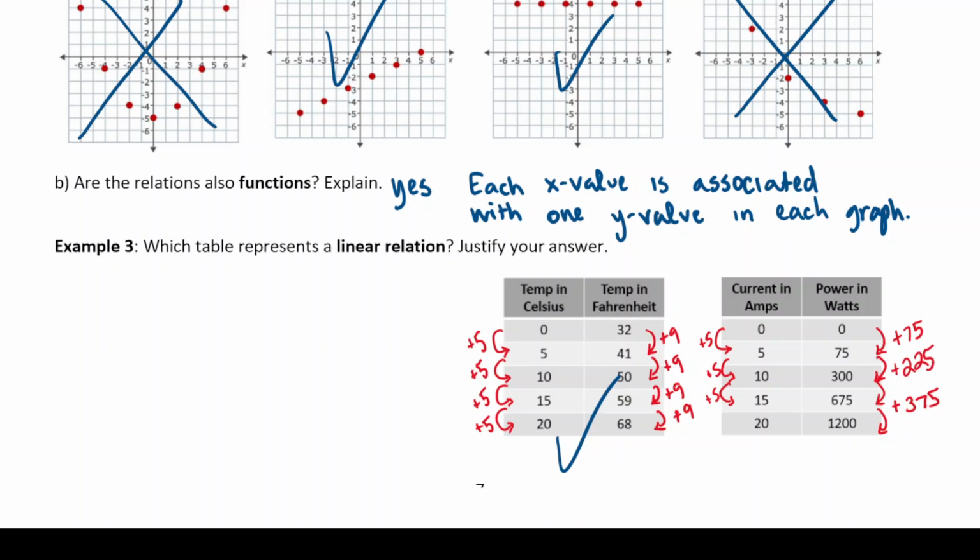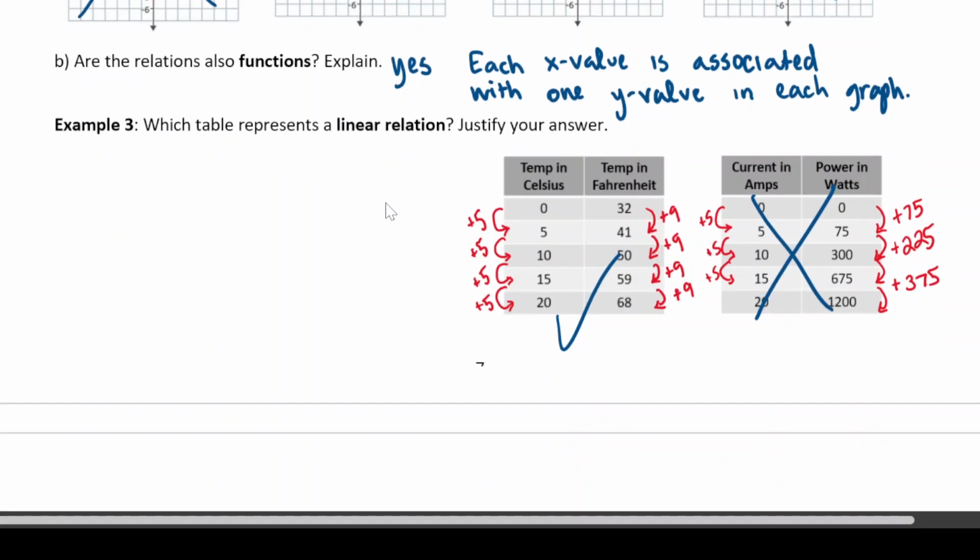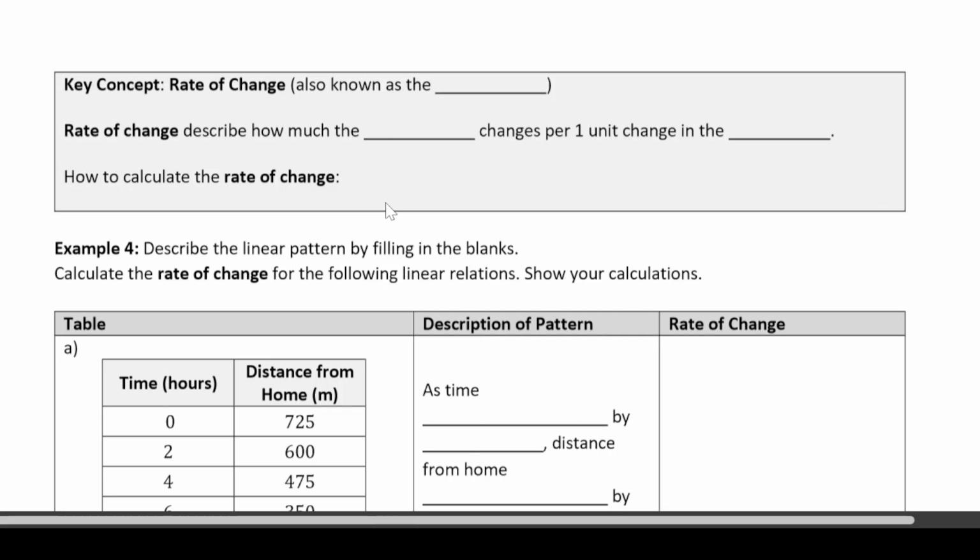This one is not a linear relation. So both the x and the y values have to be increasing consistently at a consistent rate. They don't have to be the same consistency, but it has to be consistent in order to be linear. All right, let's go to the next page.